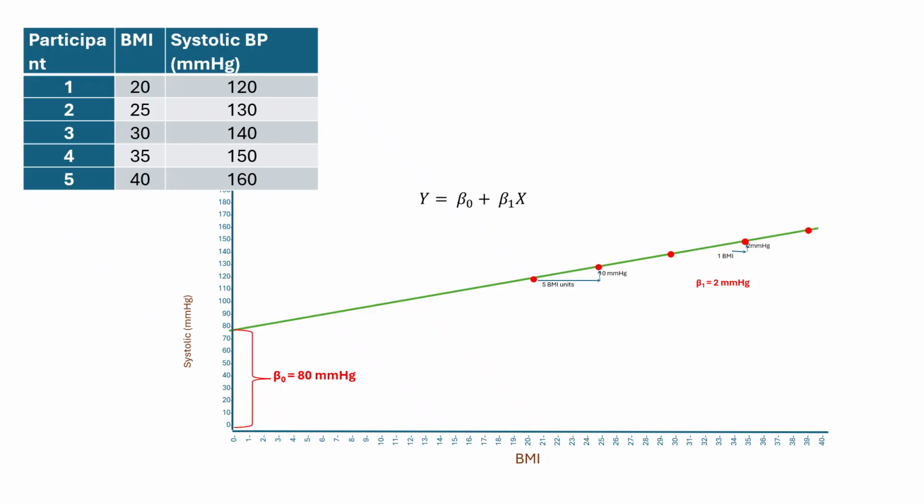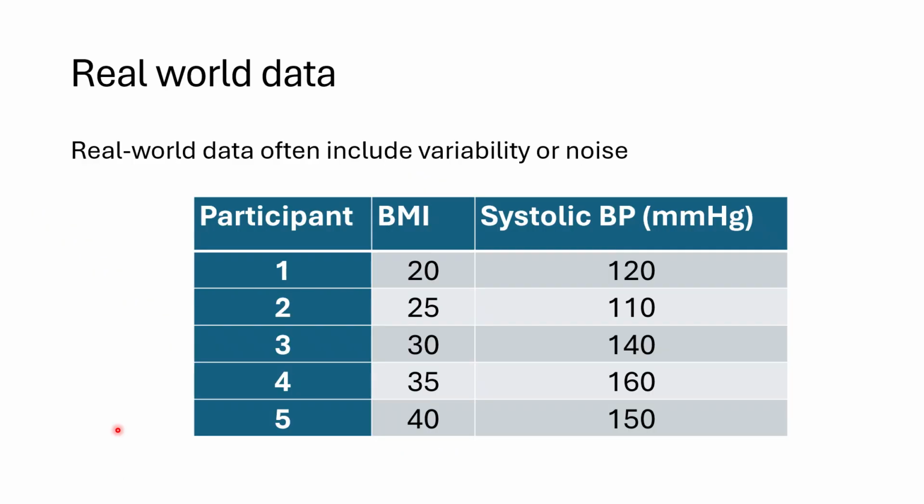So we just learned how to plot different values of predictor and the response in a graph, and how then to interpret these values. But the challenge is that in the real world, the data is often highly variable and noisy. Our first participant may have a BMI of say 20 with a systolic blood pressure of 120, and second person might have a higher BMI 25 with a slightly lower systolic blood pressure 110.